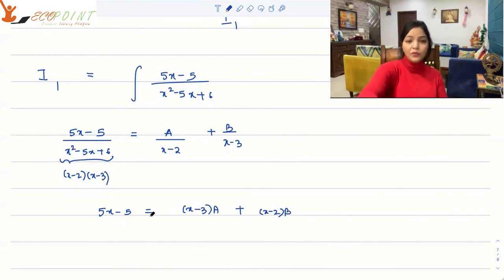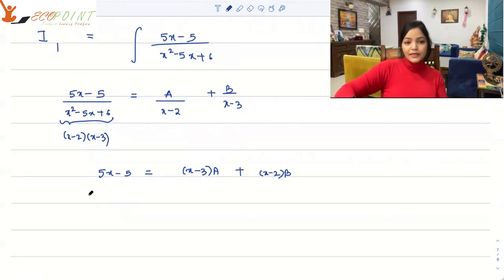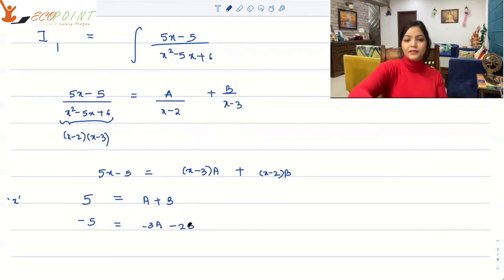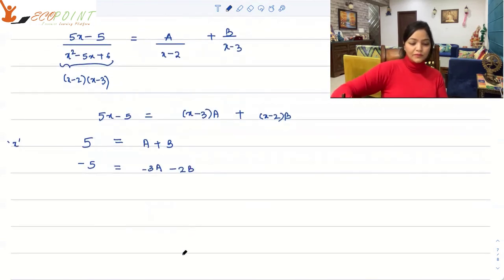Taking the LCM, again, we will compare the coefficients. The coefficient of x is 5 here, and it is a plus b here. And the constant term is minus 5 here, and here you have minus 3a minus 2b. Or in other words, minus minus can go off. Now, having said that, you can eliminate and figure out one of the variables and then figure out the other variable.